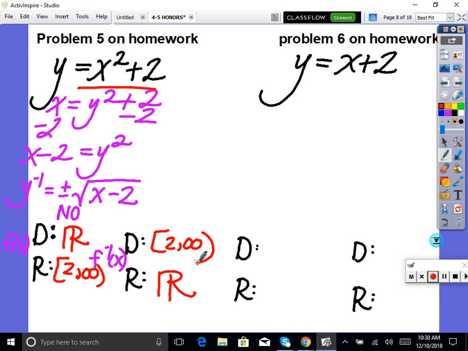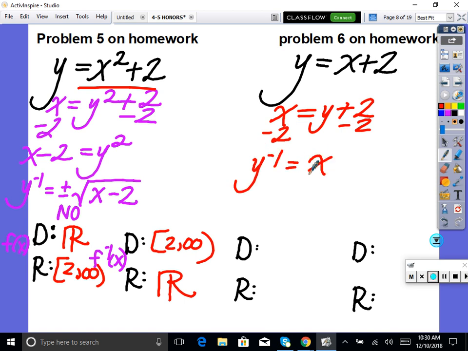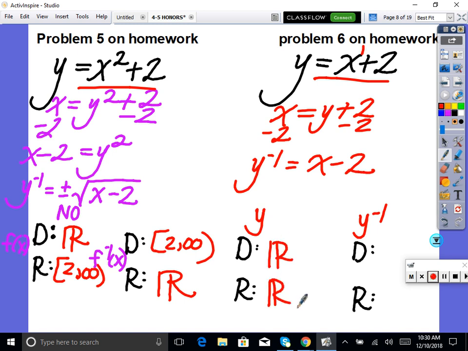Okay, let's do this one. Number 6. First step is to switch x and y. X equals y plus 2, so then subtract 2. So y inverse is x minus 2. So here's the original y. Here's y inverse's domain and range. A line, degree 1. All lines have a domain and range of negative infinity to infinity. All real numbers, right? Well, if that's true, then this one's domain and range will also be all real numbers. Which makes sense. The inverse is a line too. Not too shabby. All right, so go do these ones on the homework.